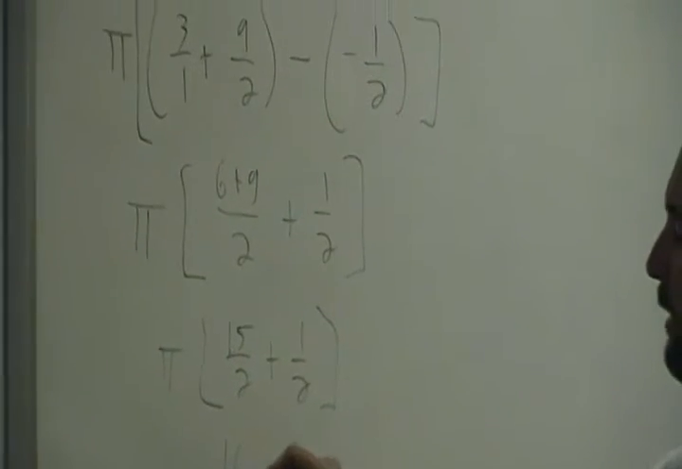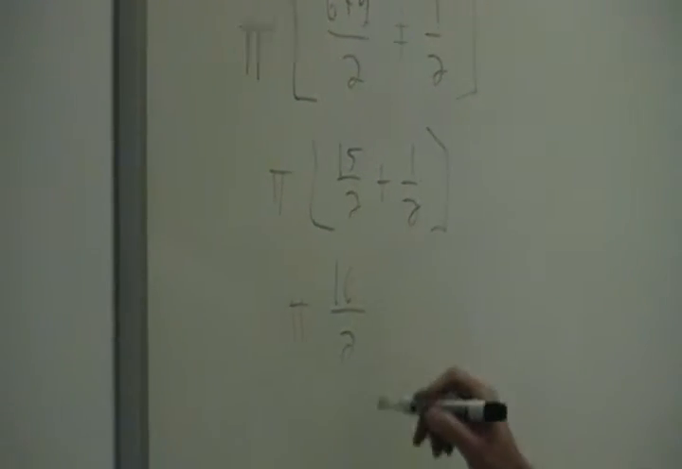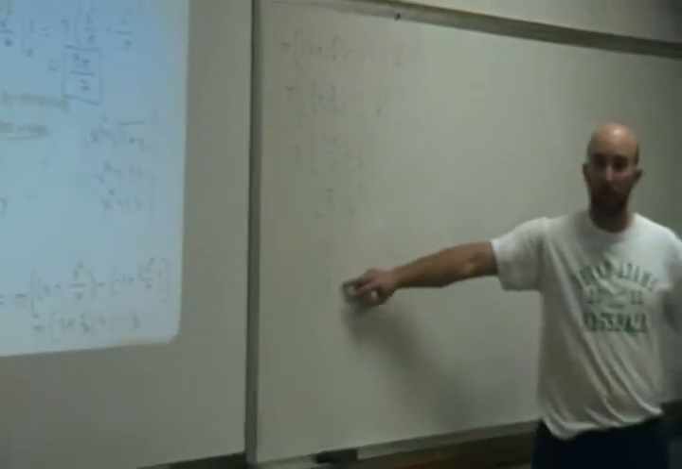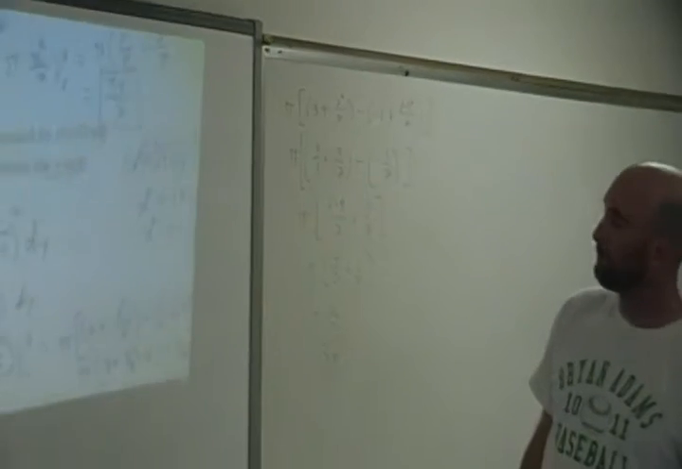So I have 16 over 2 times pi. 16 over 2 is 8. I have a final volume of 8 pi. Is that showing up okay? Final volume of 8 pi. And that is for number 2 on note card 74.